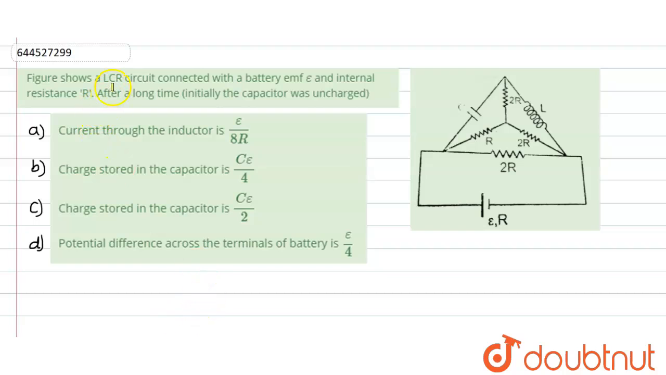Hello everyone, let us start with our question. In this question, there is an LCR circuit which is connected to a battery of EMF E and internal resistance R. Initially the capacitor was uncharged, so it is given. Now after a long time, what will happen?